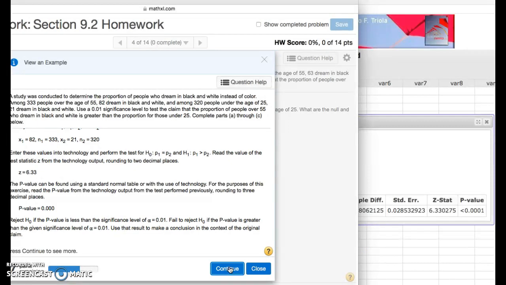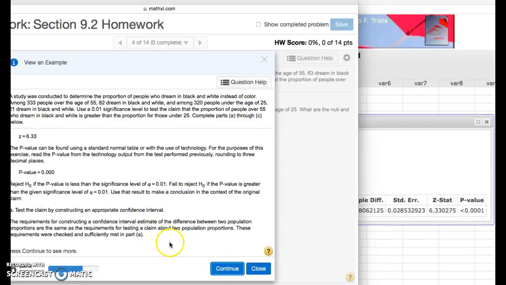So the p-value is less than the significance level. If it was a 99% confidence interval, then alpha is 0.01, or here they give you a significance level of 0.01. If p is less than the significance level, then you make the conclusion to reject.